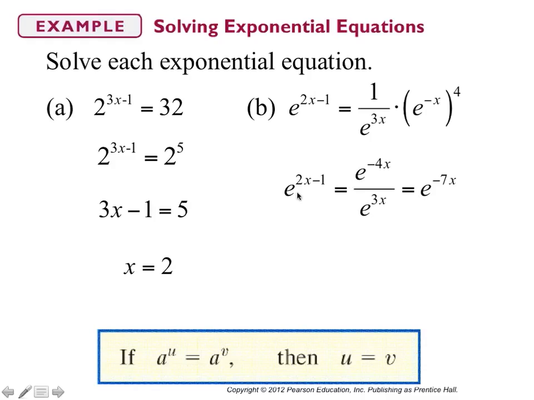Now that we have the same bases on both sides, we can ignore those bases and set the exponents equal to each other. So we have 2x minus 1 equals negative 7x. Then we subtract 2x from both sides and divide by negative 9, so we get x equals 1/9. This one is not as easy to check, but it works the same way as the other one if you plug it into the left-hand side and the right-hand side. You'll get the same solution for both.